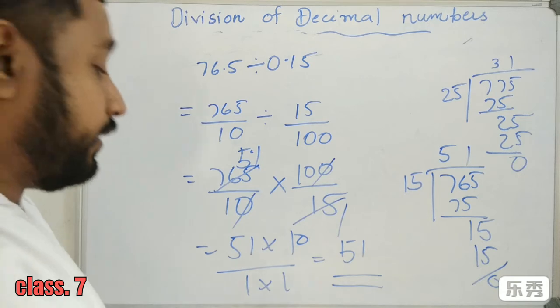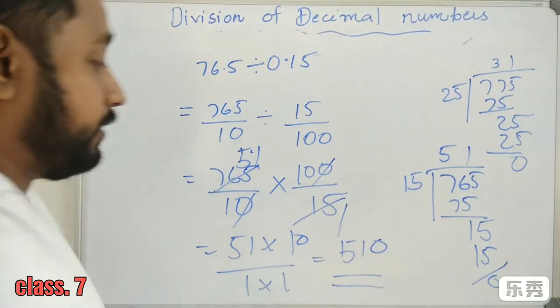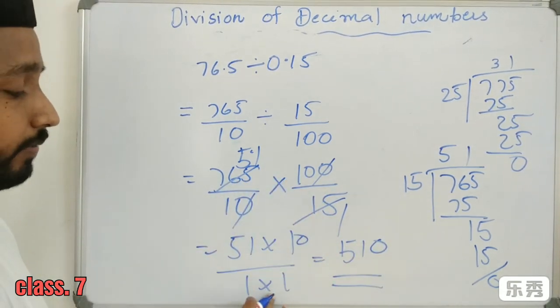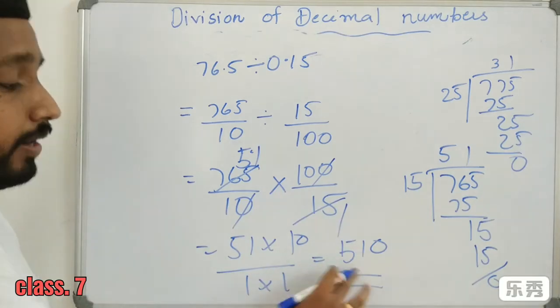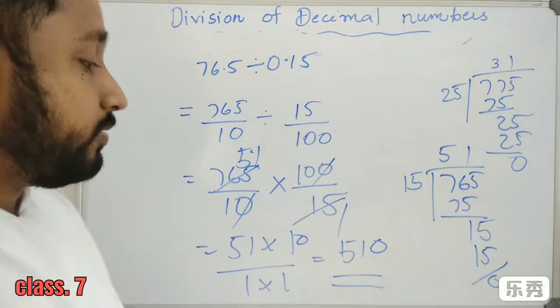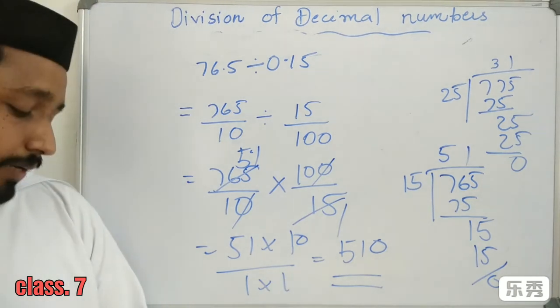So we have 51 here and 10. 51 into 10 by 1 into 1, that is 510 by 1. That is 510. So 76.5 divided by 0.15 is equal to 510.